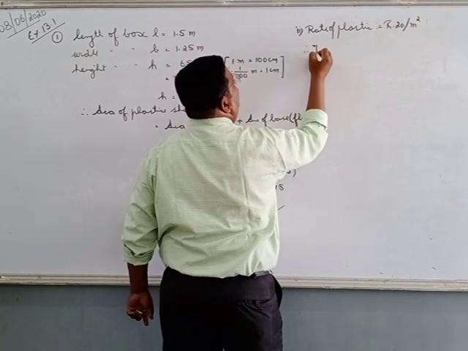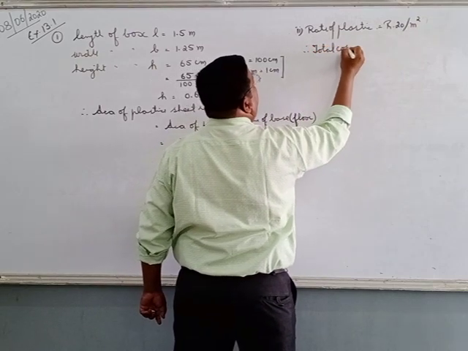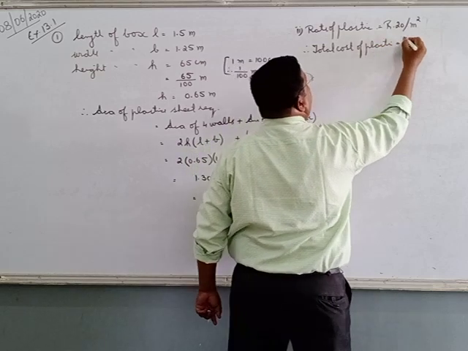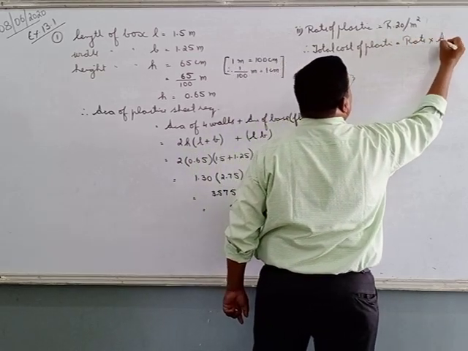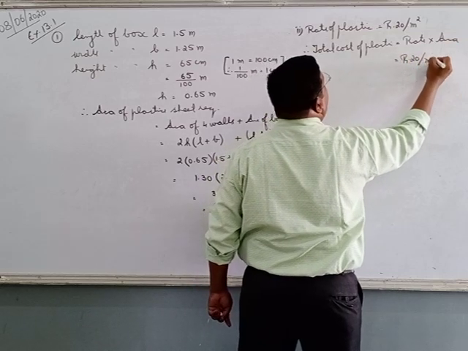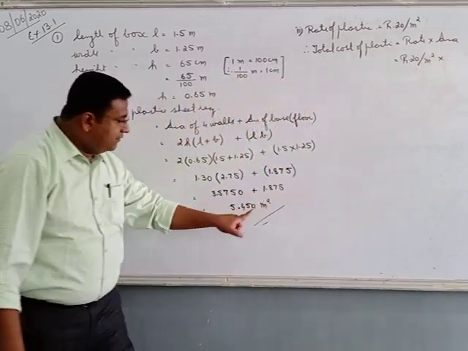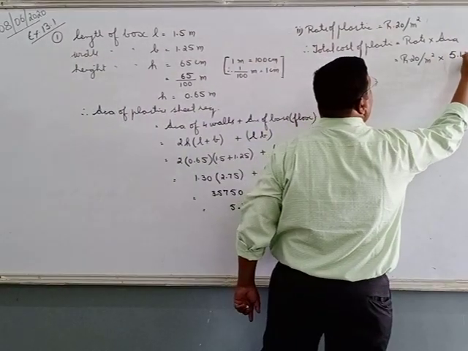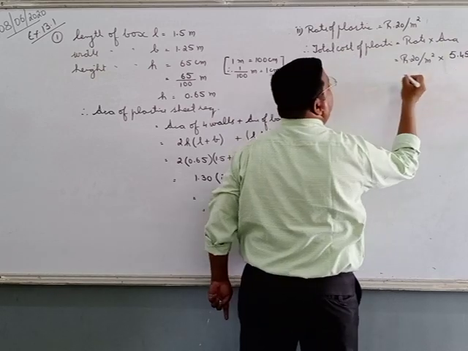So therefore, total cost of plastic is equals to rate multiplied by area. So rate is rupees 20 per meter square multiplied by area. We have already calculated 5.450 meter square. 5.45 meter square multiplied.